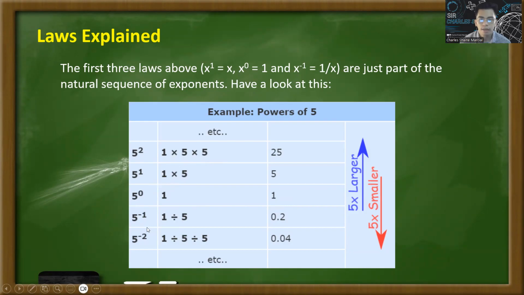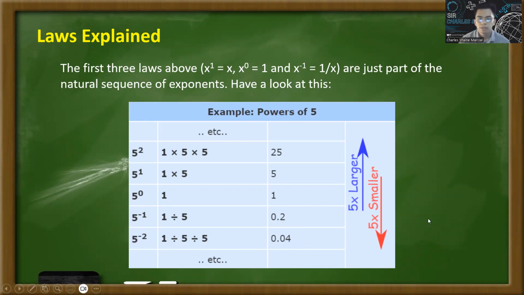Next, 5 raised to negative 1. Ibig sabihin, isang beses natin i-divide si 5 kay 1. So the answer is 0.2. 1 over 5, or 1 divided by 5, is equal to 0.2. So dito naman kay 5 raised to negative 2, ang gagawin natin is 2 beses natin i-divide si 5 kay 1. Okay. I hope you get the point.